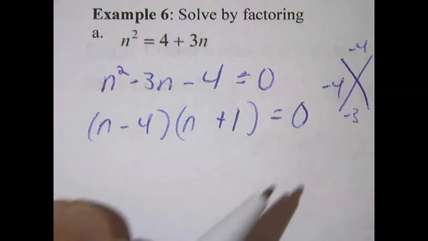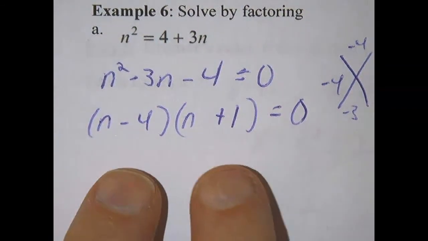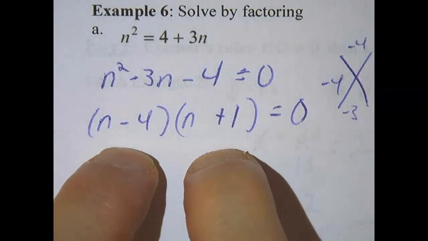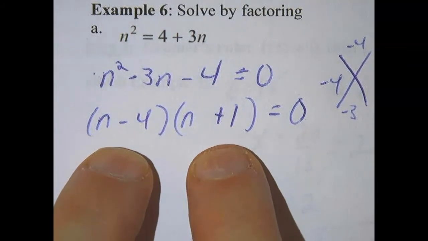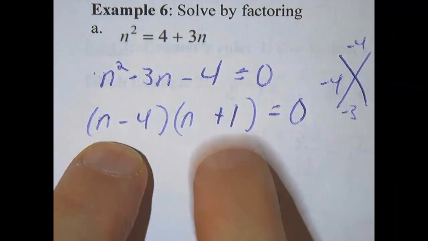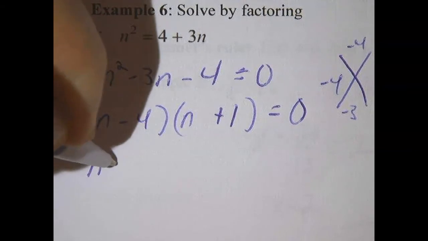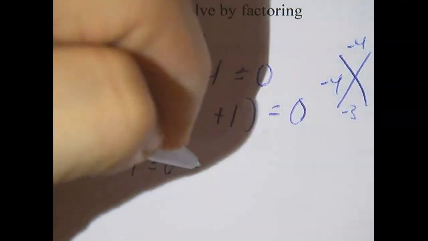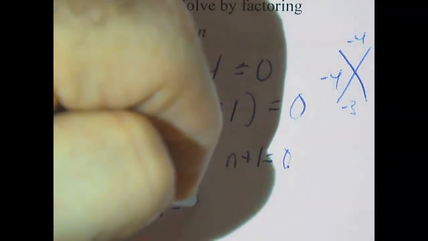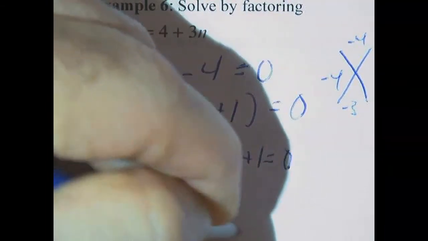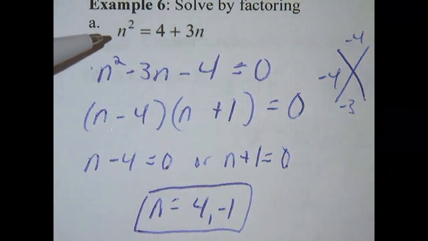Minus 4 plus 1. The zero property of multiplication says if I'm multiplying two things that are now multiplied, they weren't before, right? They were added and subtracted. Now they're multiplied. The only way to get a product of 0 is if either this one's 0 or this one's 0. So I say n minus 4 equals 0 or n plus 1 equals 0. So n either equals 4 or negative 1. And that's the only solutions to this original equation. That's the only values that will make this a true statement.